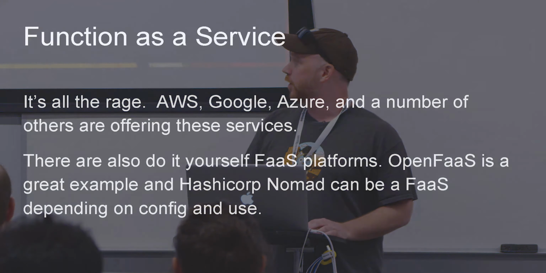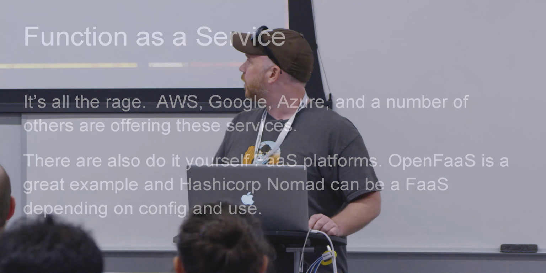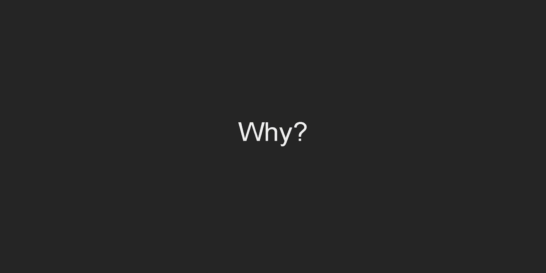So, function as a service. Everybody's doing it. All the cloud providers are offering services. And there's even install yourself platforms like OpenFaaS, which is fantastic. It sits on top of Kubernetes, uses Docker, and also arguably, HashiCorp Nomad could be considered a FaaS platform depending on its use and configuration.